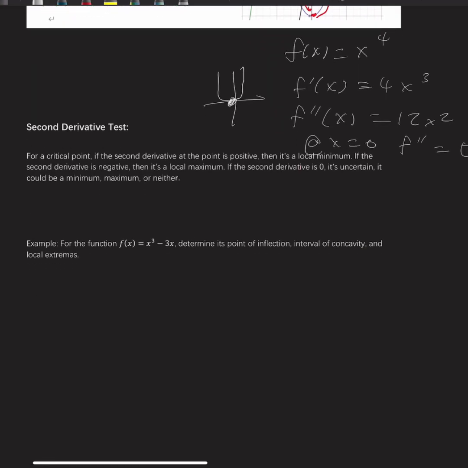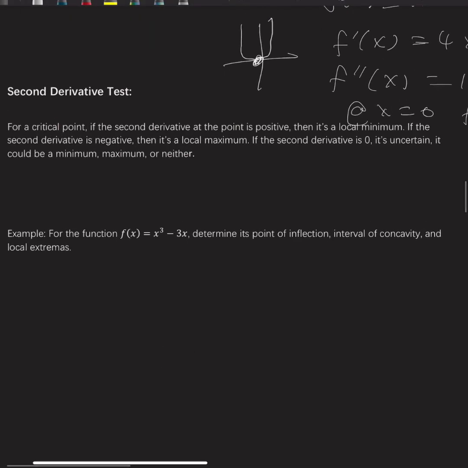So let's look at an example to determine if it's a maximum or minimum based on the second derivative test. For this function, f of x is equal to x cubed minus 3x, determine the point of inflection, intervals of concavity, and local extrema. So first is to take the derivative. So f prime of x, you can see it's 3x squared minus 3.